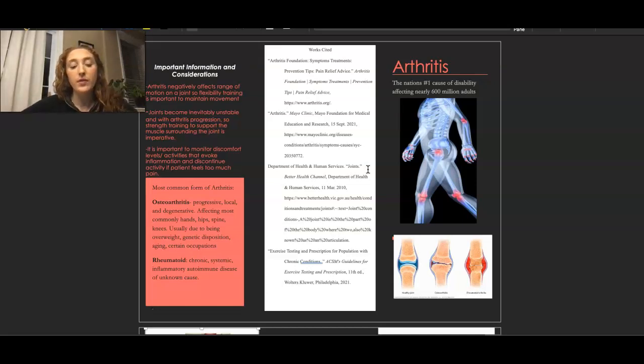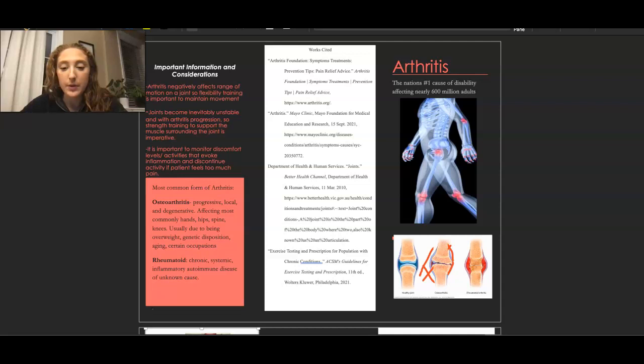And then the most common forms of arthritis here, there's 2 of them. And these 2 are shown in pictures on the first page all the way on the right, on the bottom hand. So all the way on the left picture is a healthy joint. The one in the middle is the osteoarthritic joint. This type of arthritis that you see here, I'm going to circle it for you. This one is the osteoarthritic joint. In this case, it's progressive, local, and degenerative. It affects most commonly the hands, hips, spine, and knees, and it's usually due to being overweight. You can have a genetic disposition, aging, or certain occupations that have really high impact activities.